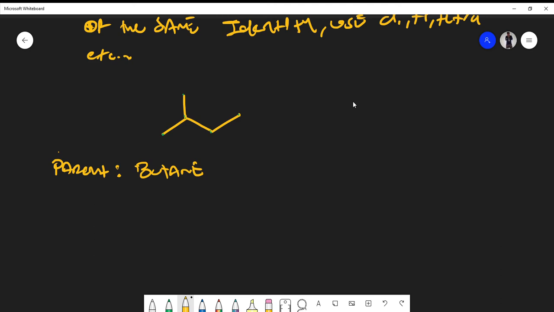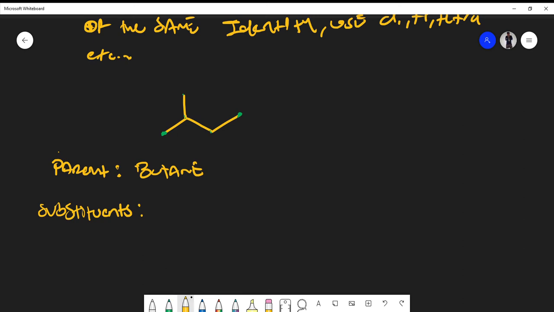Now, what are the substituents, right? In this case, I only have a methyl group, and now remember, I could start counting from here, or I could start counting from here. However, the rule says that we start counting from the end of the parent chain that is closest to the first branch point, right? So in this case, we must start from here.